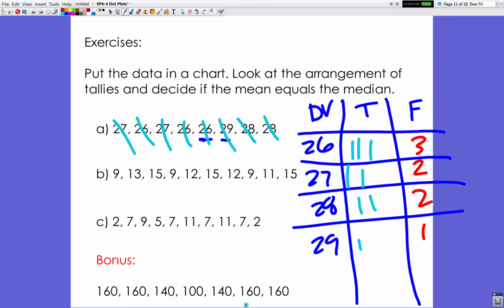So looking at this data chart, right off the bat, it is not symmetrical. Since it's not symmetrical, I know that my mean and median are not going to be equal. Let's try the next one. I'll just clear this out, and we'll do B.